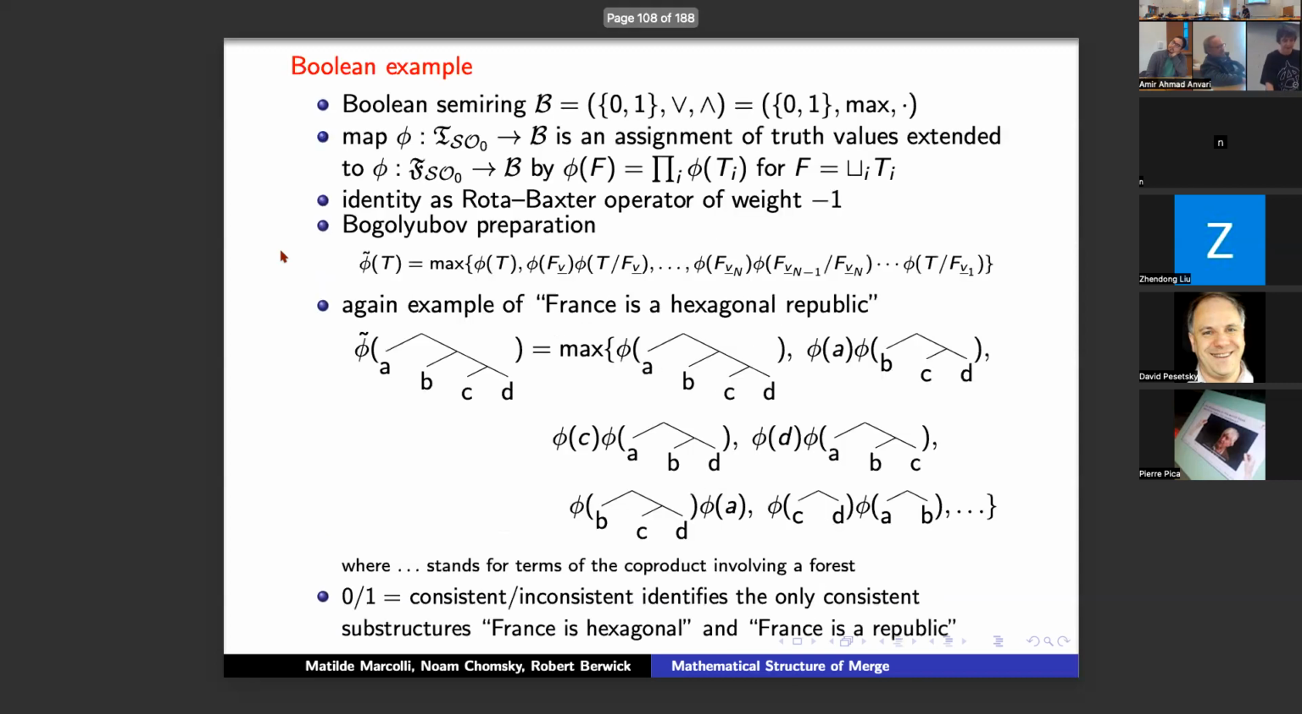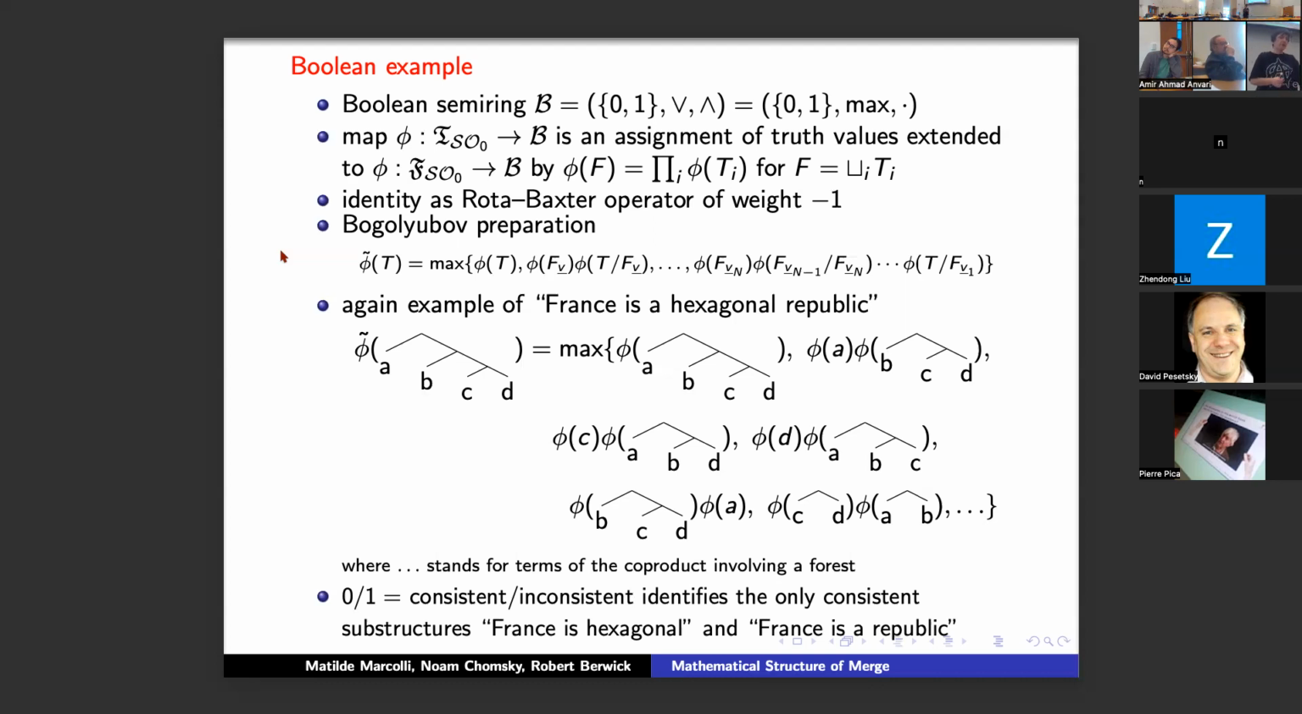If I look at that, it's enough to take a subring of this Viterbi semiring, where instead of probability values between 0 and 1, you have just 0 or 1, like agreement: okay or not okay. Good or not? And for example, let's look at what happens in this specific case. So France is a hexagonal republic is this syntactic object, and I'm extracting all the accessible terms through the coproduct.